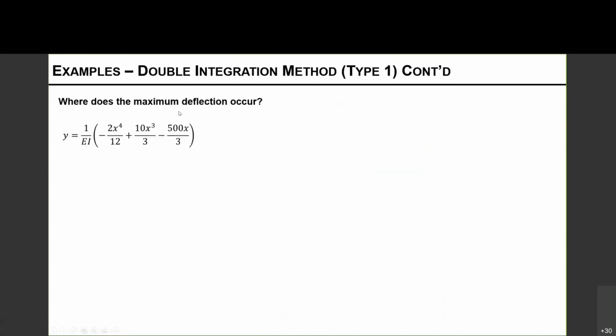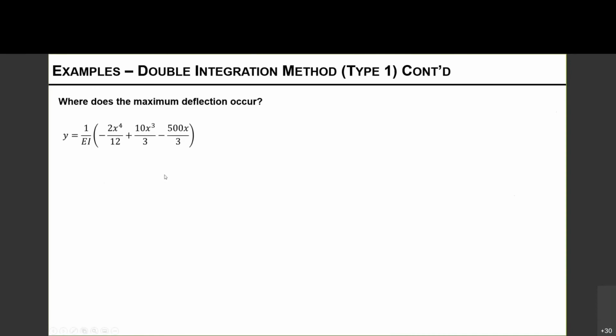Where does the maximum deflection occur? Technically, by looking at the loading system, we get to know that it should be in the middle, right? Because the loading is symmetric and the geometry is symmetric, the maximum deflection should occur at the midspan. So how do we actually say analytically that it should be at the middle?